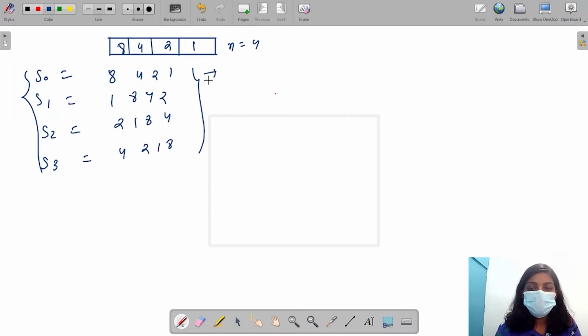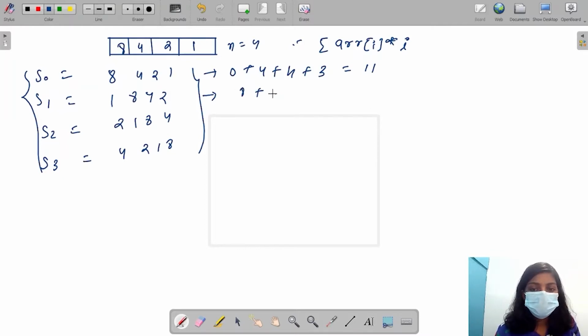So now let's check the summation for this, like the value of ARR of I into I for this S0. So for this it will be equal to 0 plus 4 plus 2 into 2, that is 4, plus 1 into 3, that is equal to 3. It will be 11. Here it will be 8 plus 8 plus 6, which is equal to 22.